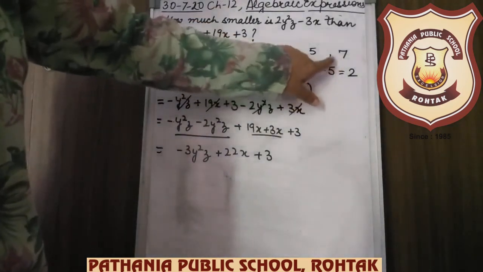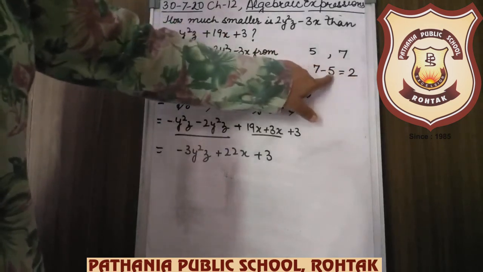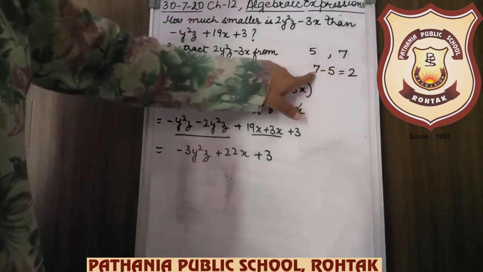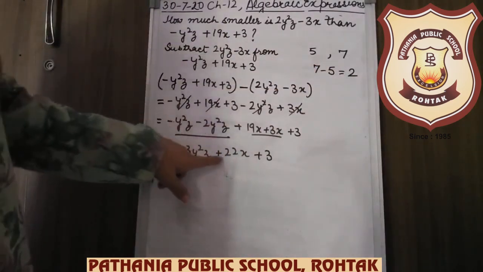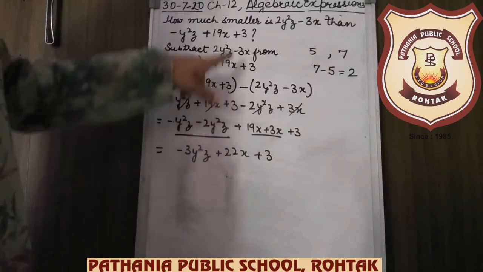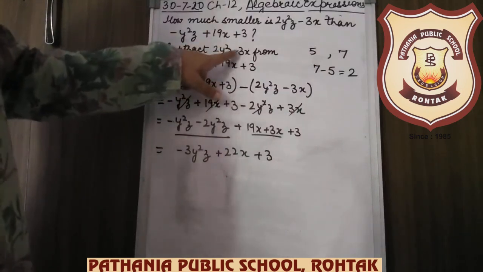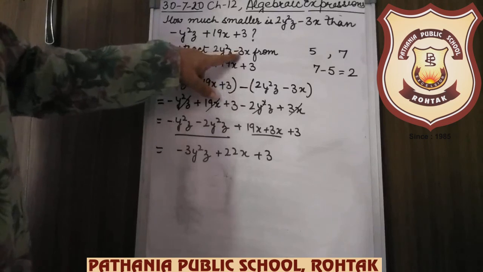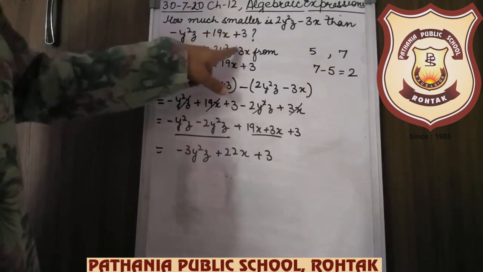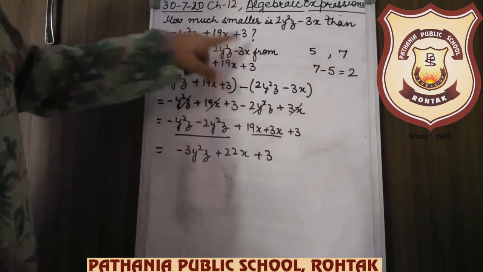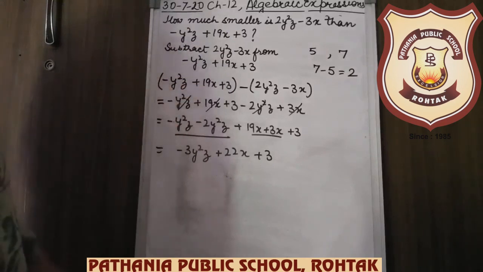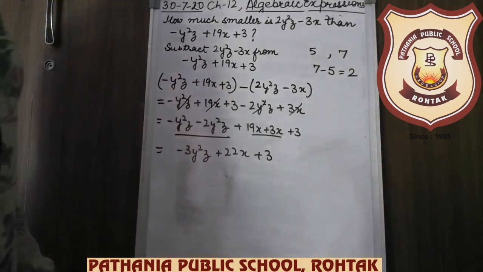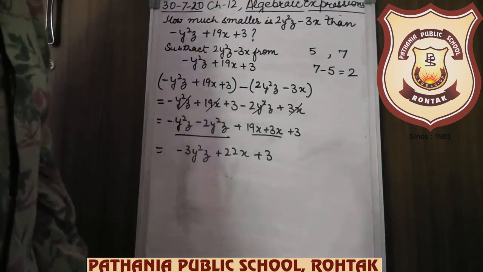Here see that if I add 2 and 5, I get my answer 7. So similarly you can cross-check your answer. If you add your answer and the expression which was to be subtracted, you will get the original expression. Understand? Now in this manner you are going to solve your questions.